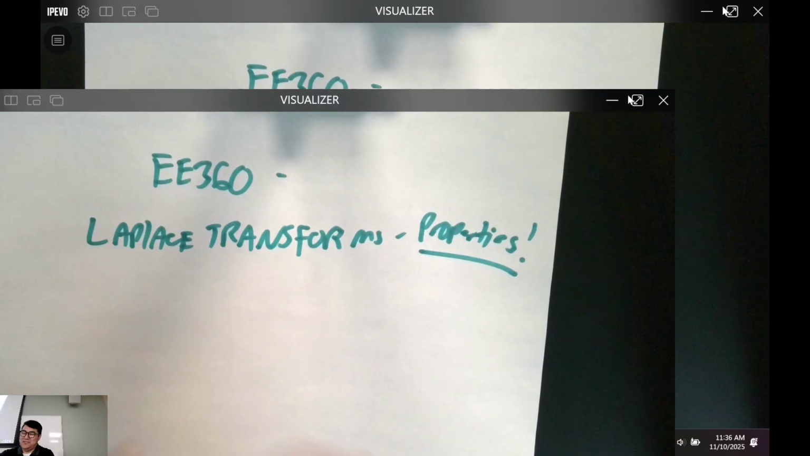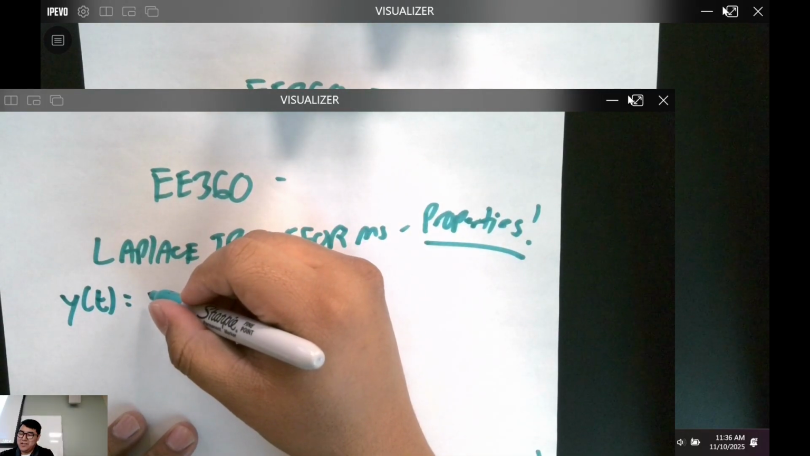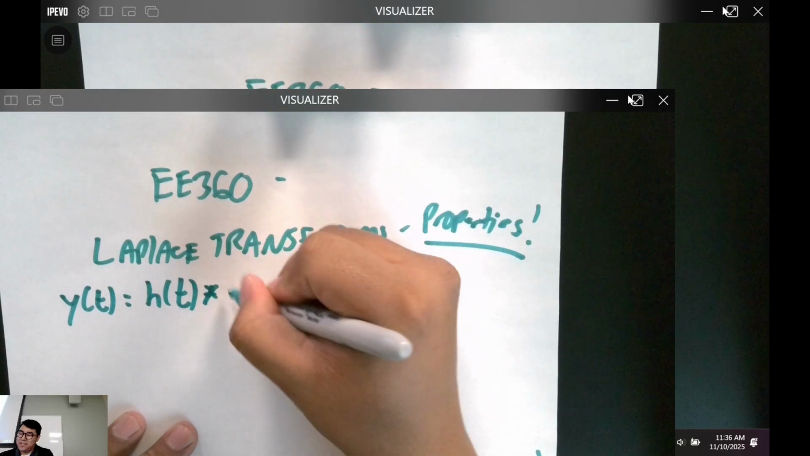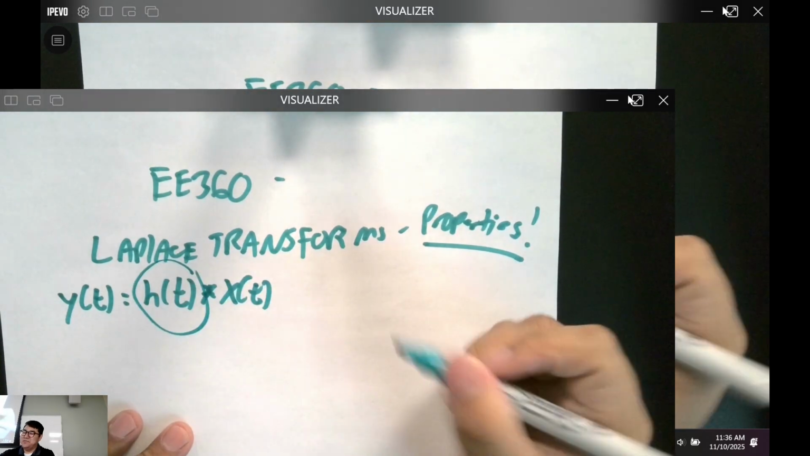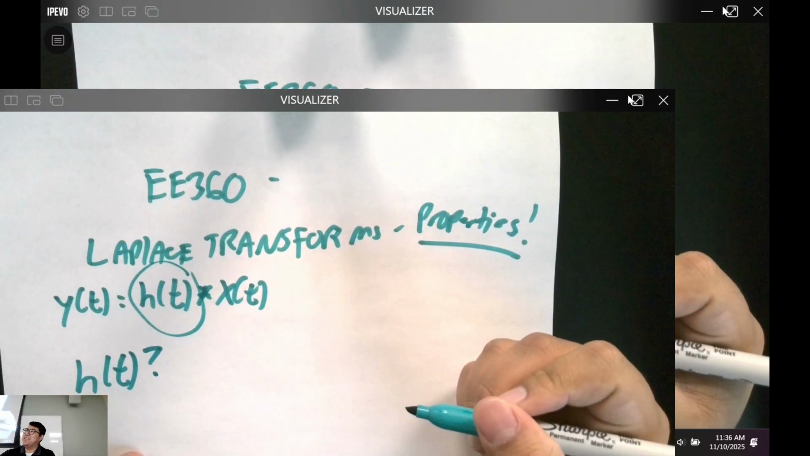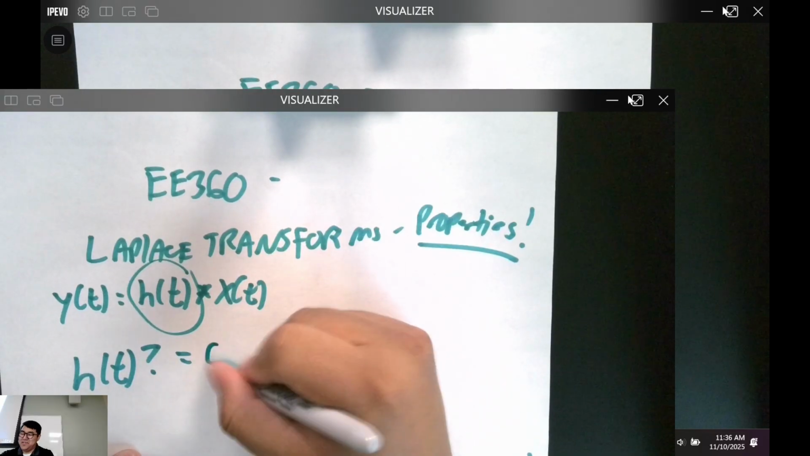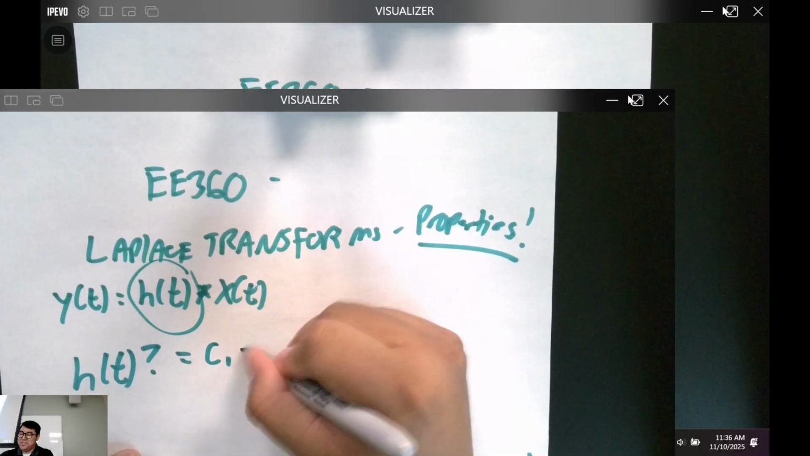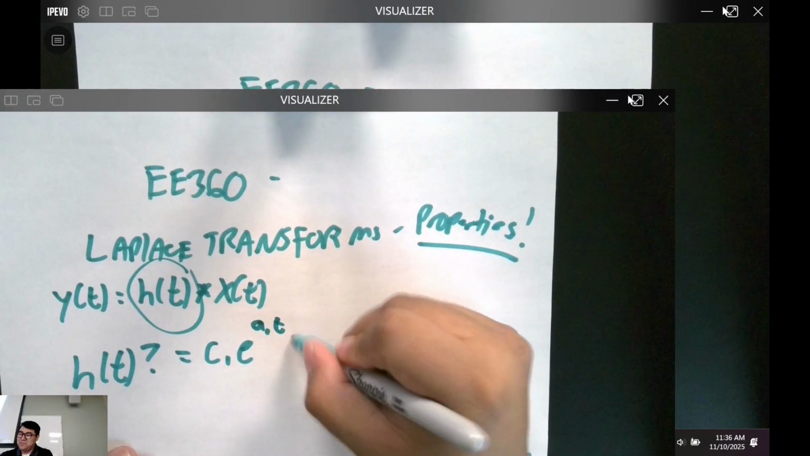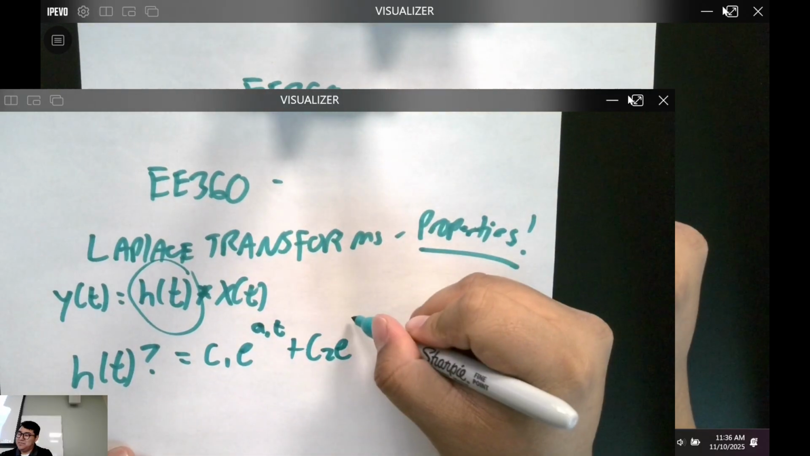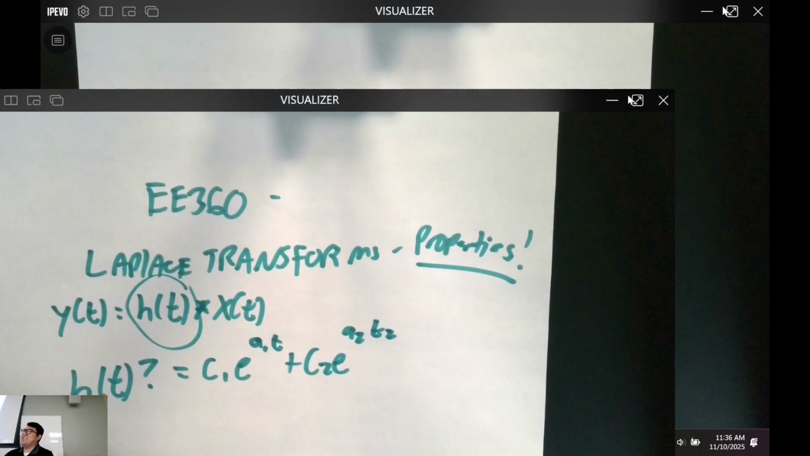Then everyone remembered, y of t is going to equal h of t convolved with x of t, correct? And then you were supposed to solve for this guy right here. What is h of t? If it was analog, you're going to get c1 e to the a1 t, plus c2 e to the a2 t, correct? Does this look familiar to your exams, correct?